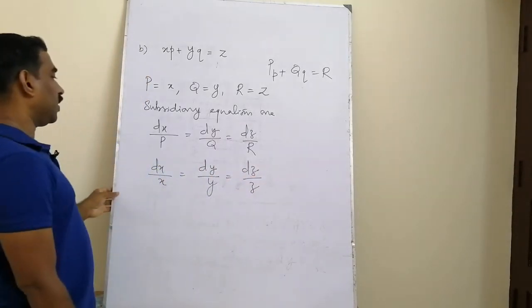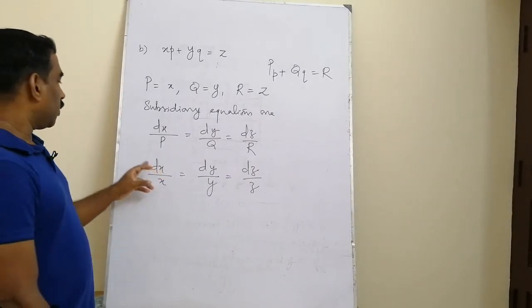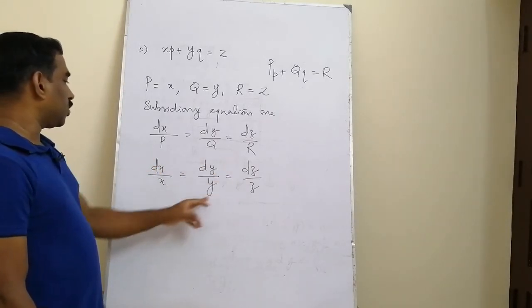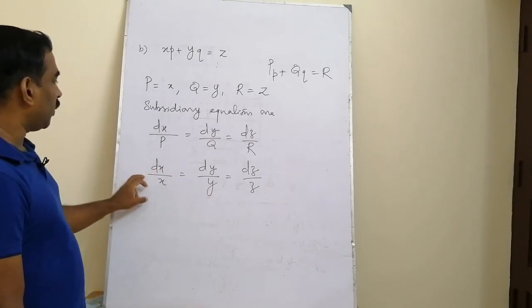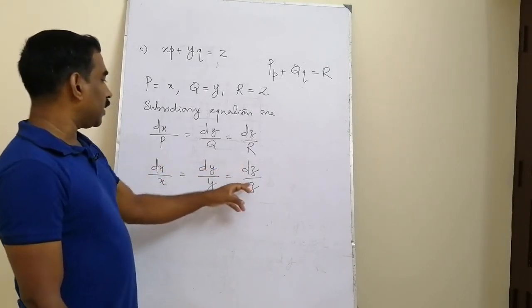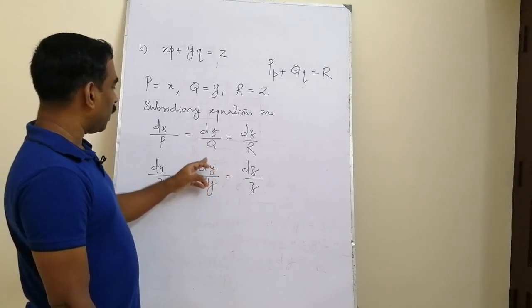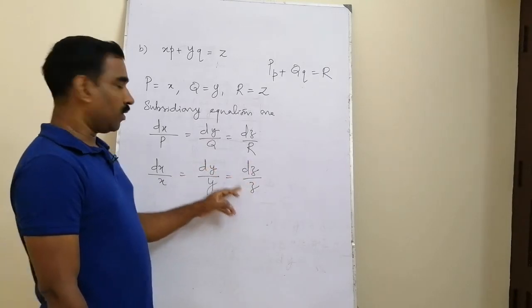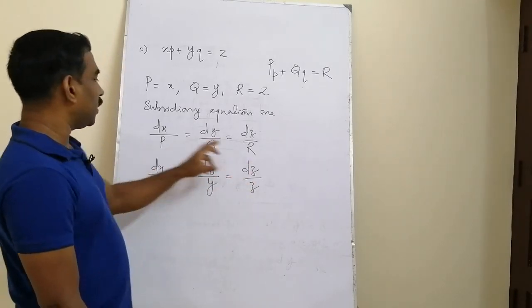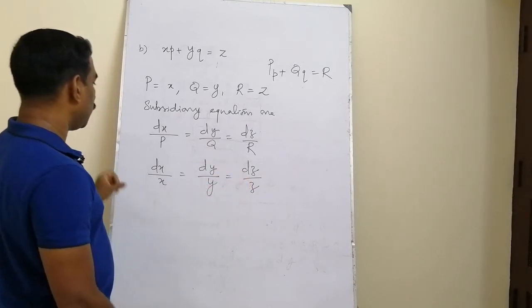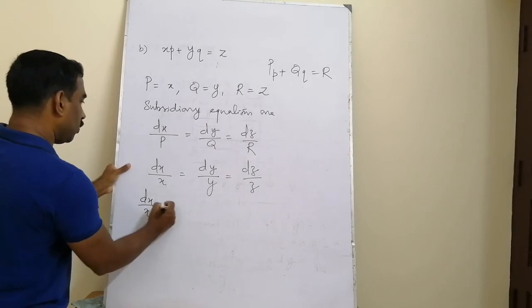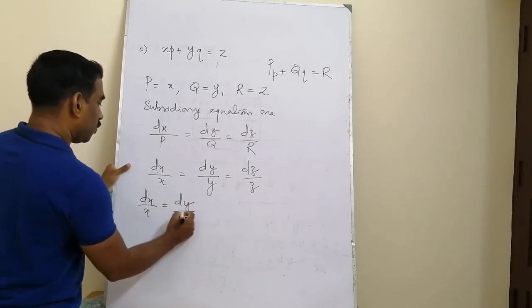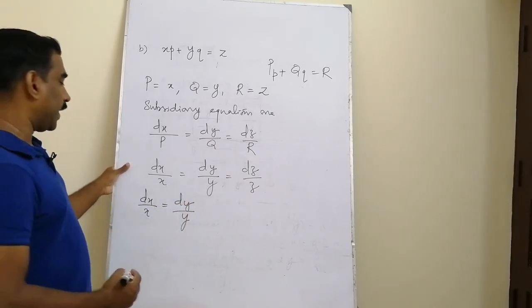See, all these formats are in separable format. We can pair the first two sets, dx by x is equal to dy by y, that is already in a separable format. If we take the second and third ratio, we get another separable format, dy by y is equal to dz by z. Or similarly, we can take the first and the third. Suppose we are taking the first and the second ratios, that is dx by x is equal to dy by y. So we are grouping the first and the second ratios.